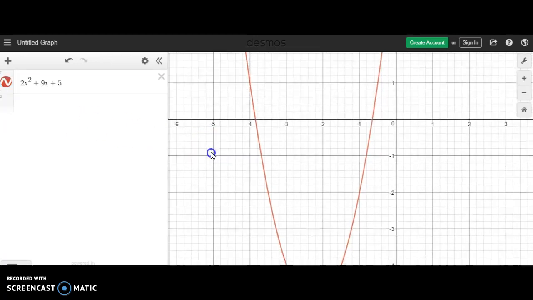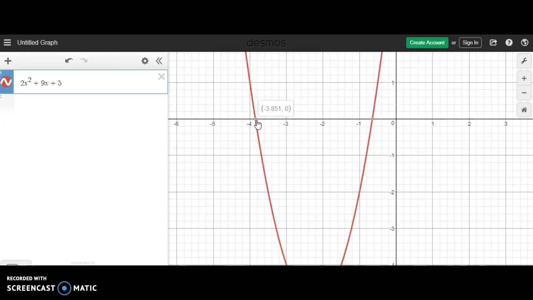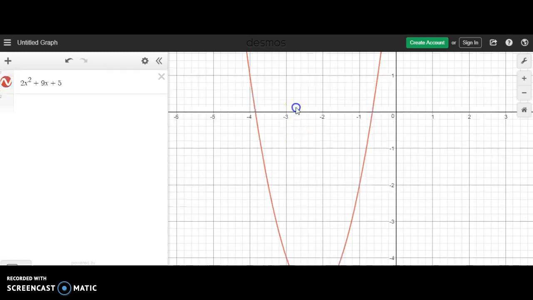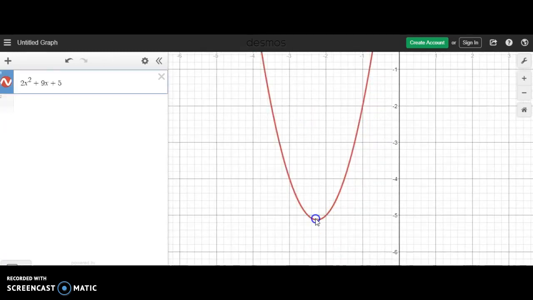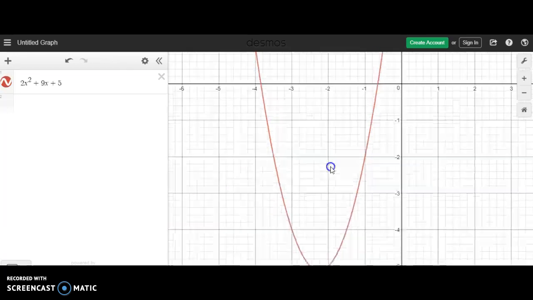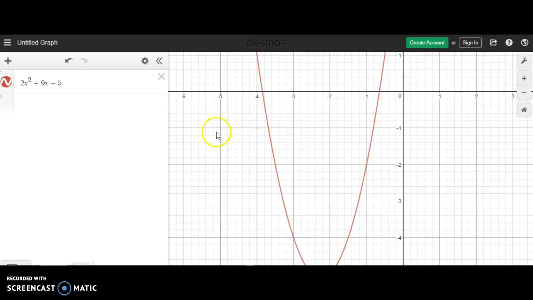Using Desmos, however, all hail Lord Desmos, I can figure out the x-intercepts just by clicking around. So I already know they're going to be negative 3.851 and negative 0.649. And I could even click and drag down here to get my minimum value, right? It's an upward opening parabola, so it has to have a minimum value of (negative 2.25, negative 5.125). So using Desmos, it's pretty easy to just click and drag things around.